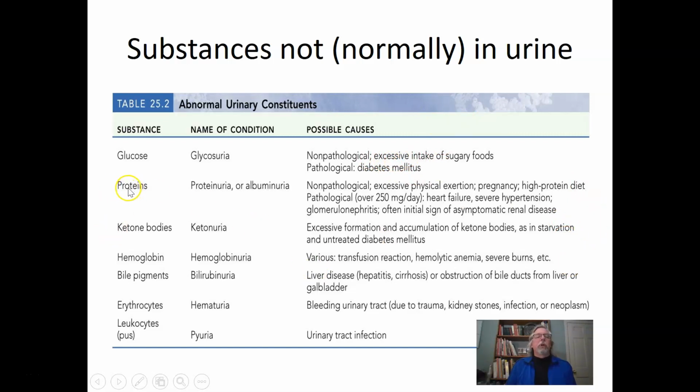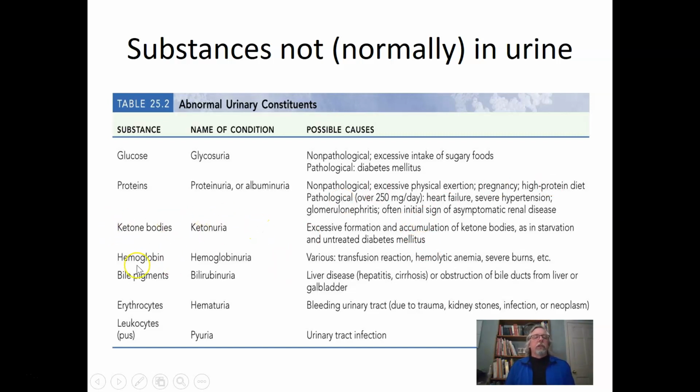You don't usually have proteins in urine. Proteins are not even filtered normally. So if you have protein in urine, proteinuria, it can be due to a number of different things. For example, hypertension, high blood pressure, can rupture some of the glomerular capillaries, which allows proteins to spill into the filtrate. They won't be reabsorbed, so that might result in proteinuria.